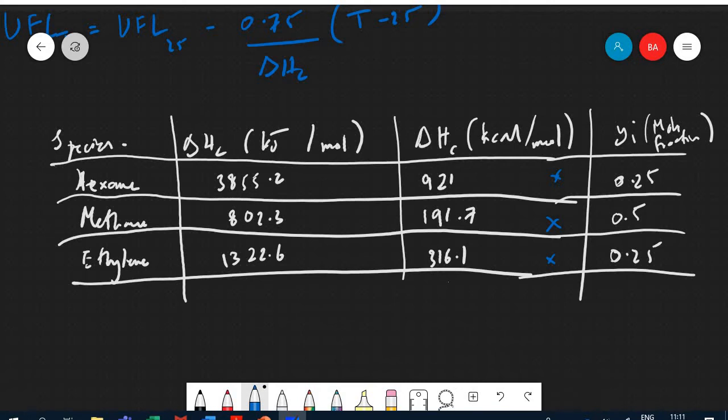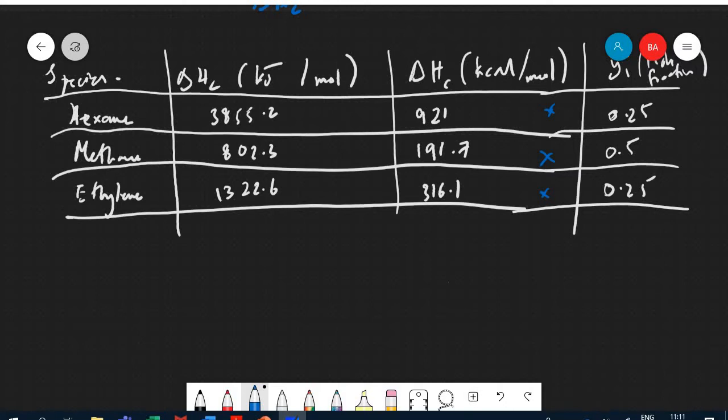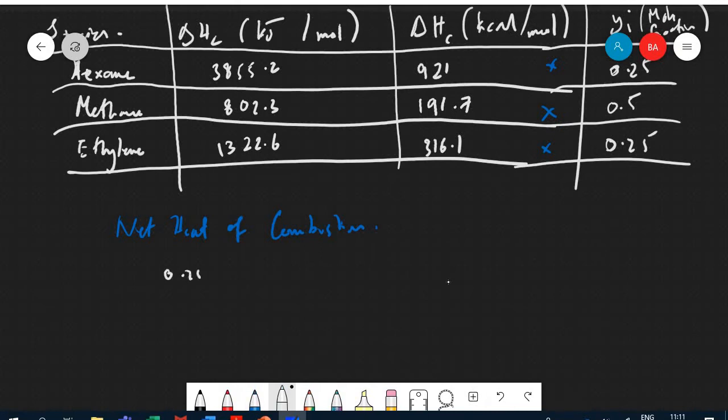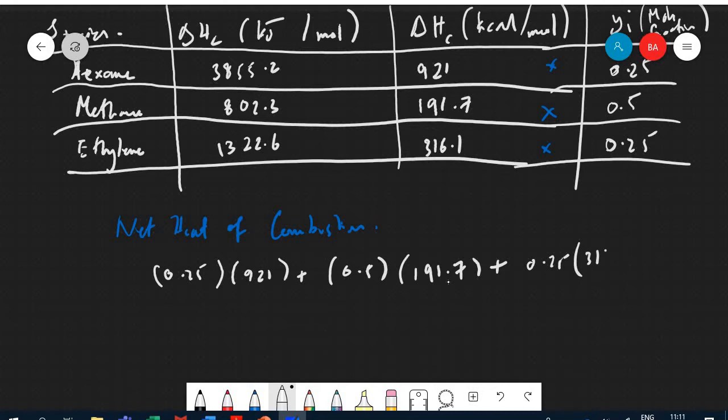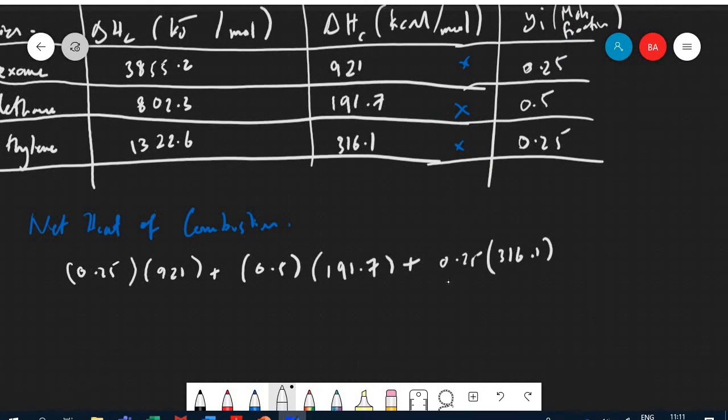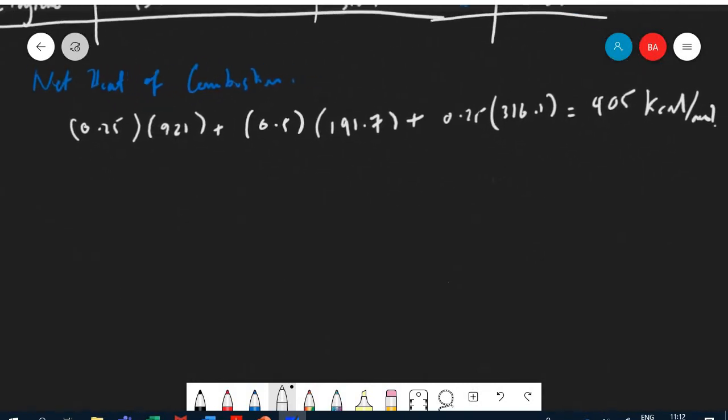So I'm getting the net heat of combustion, right? So here, the net heat of combustion is equal to 0.25 into 921 plus 0.5 into 191.7 plus 0.25 into 316.1. Okay, and you're going to get that the net heat of combustion is 405 kilocalories per mole. Great. So I have my 405 kilocalories per mole.